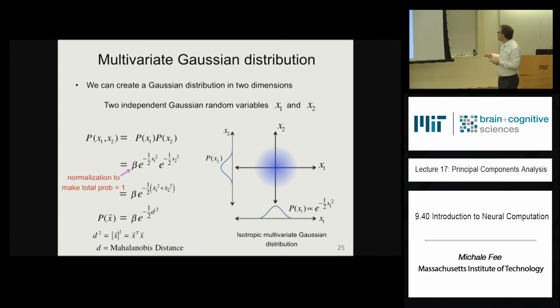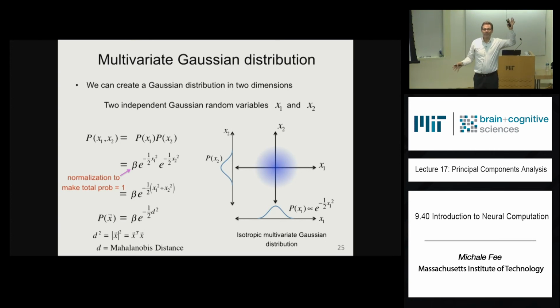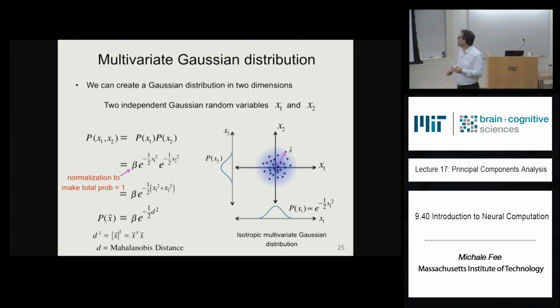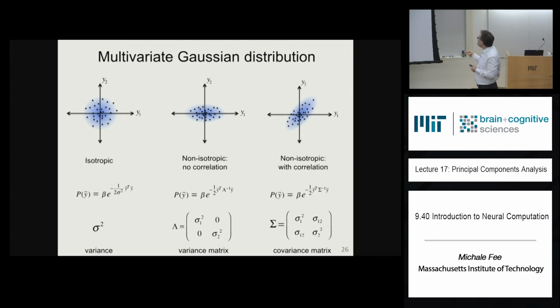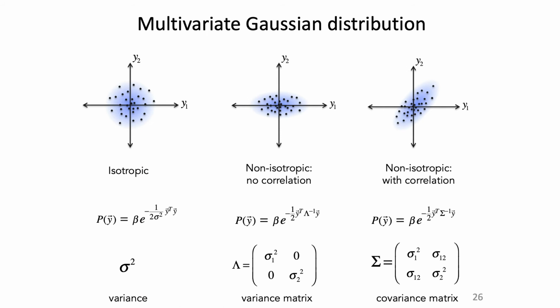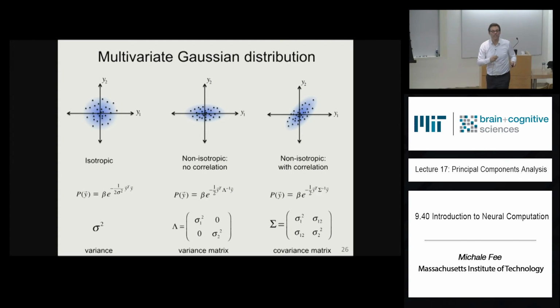Yes, Lena? What does isotropic mean? Okay, isotropic just means the same in all directions. Sorry, I should have defined that. So on the next slide, when you stretched it, it's not isotropic? Yes, these are non-isotropic distributions because they have different variances in different directions. So you can see that this has a large variance in the y1 direction and a small variance in the y2 direction. So it's non-isotropic.